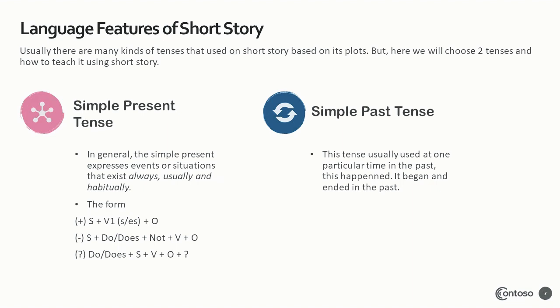And the function of simple past is used at one particular time in the past. The form or the pattern for positive is subject plus verb 2 plus object. For negative, subject plus did plus not plus verb 1 plus object. And for interrogative, did plus subject plus verb 1 plus object plus question mark. That's all the pattern of simple present and simple past.